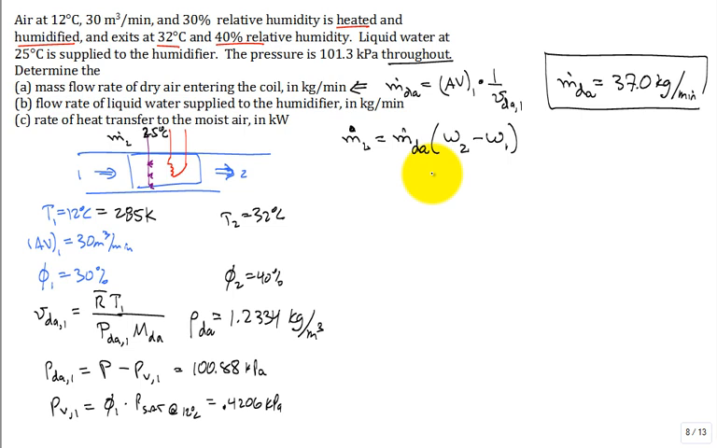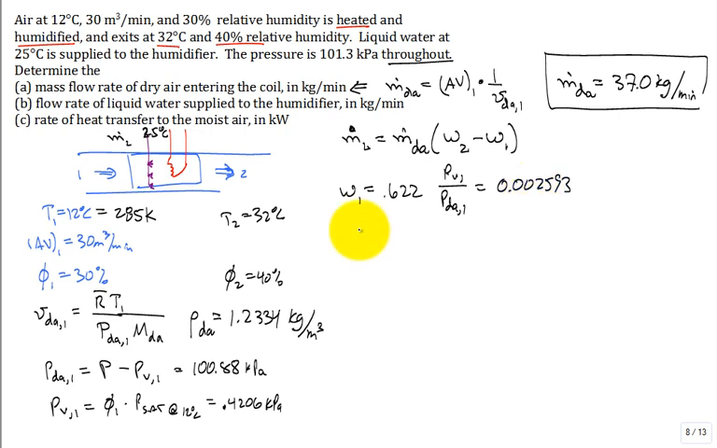So at this point I need to calculate omega 1. How do I calculate humidity ratio at state 1? Yep, 0.622 PV1 over PDA1. That's exactly right. Okay. And when you calculate that, you find that it's 0.002593 kilograms of water per kilogram of dry air.